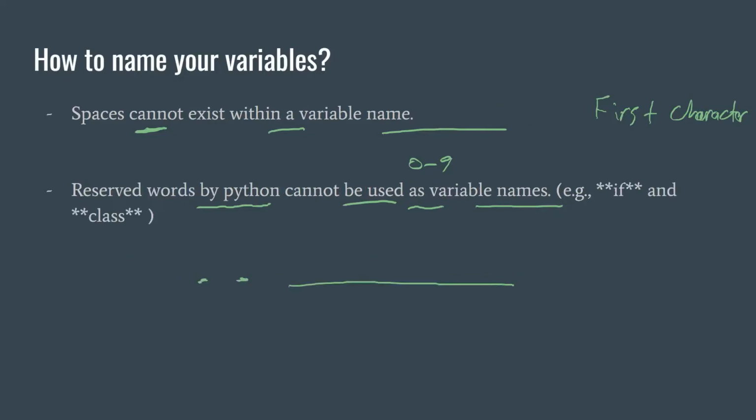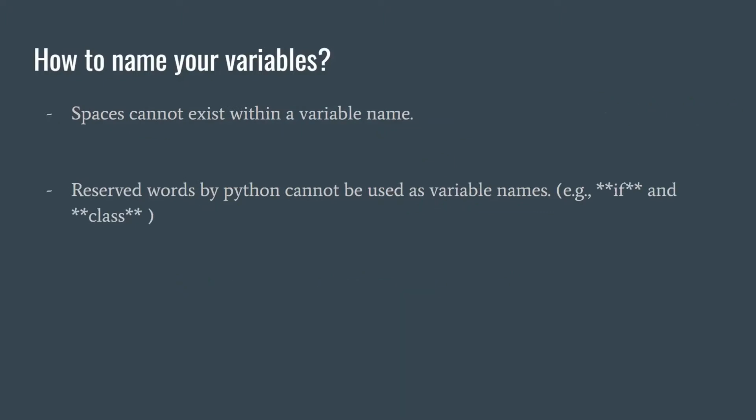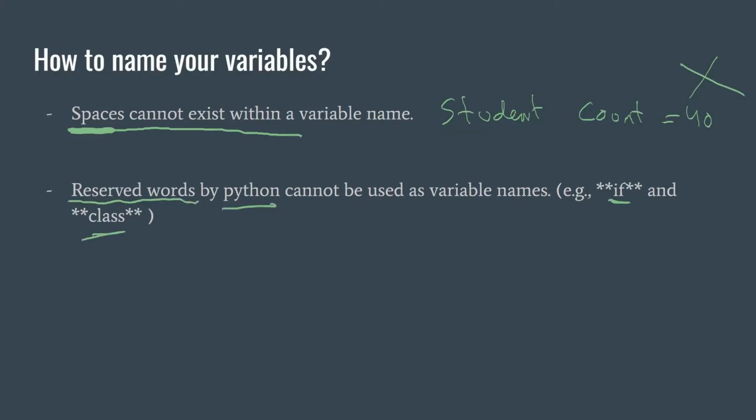Okay, what else do we have? You cannot write a name with spaces. So I cannot create a variable, for example, like this: student, then space, count, equal 40. This is not allowed in Python. Also, I cannot use certain words like if and class. These are reserved words by Python. They have a special meaning and usages, as we will see later in the series.